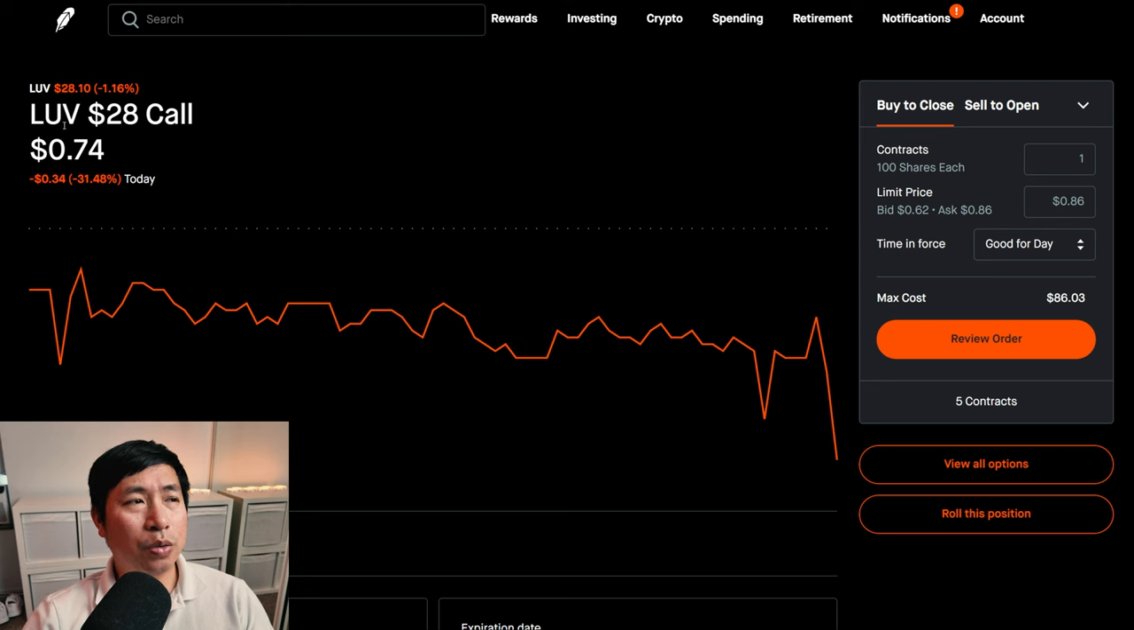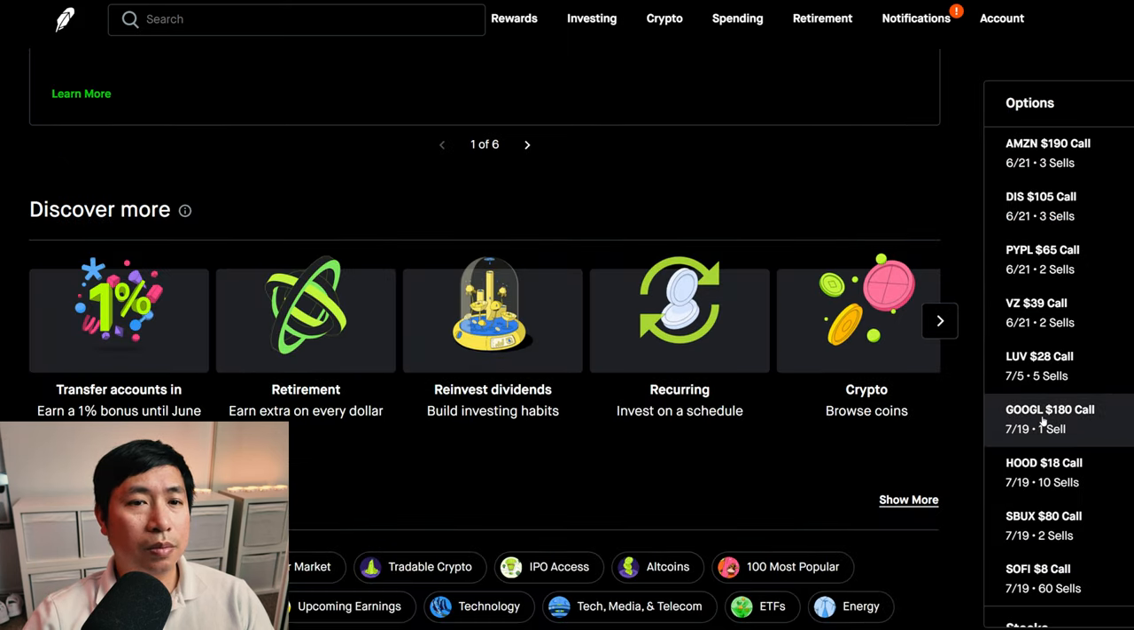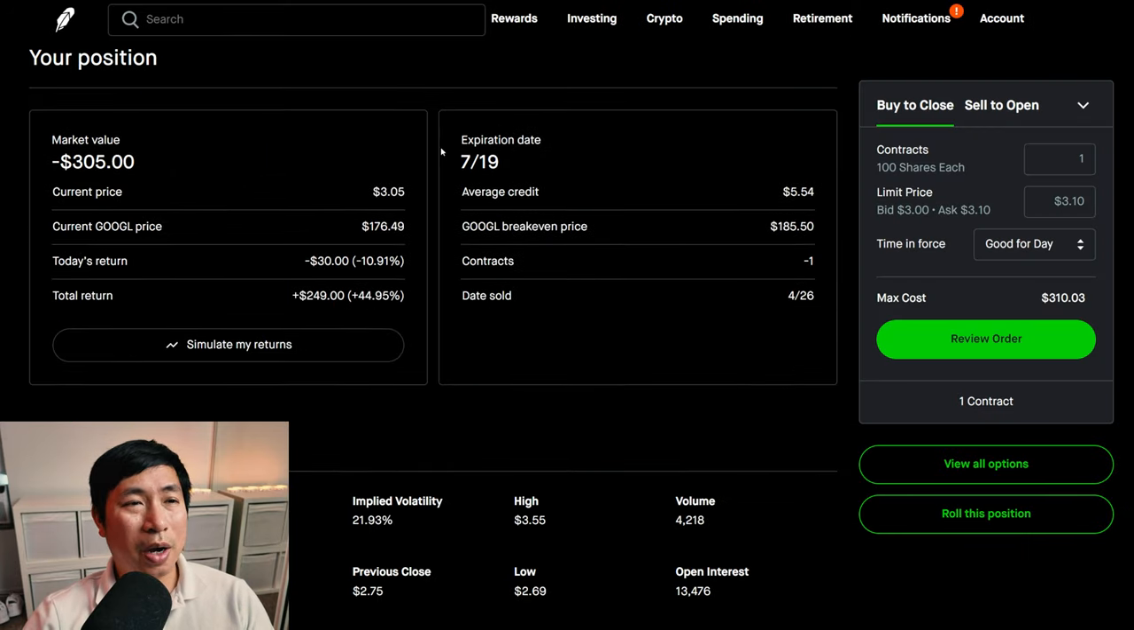I'm selling LUV $28 covered calls. These expire July 5th. My total return, I am down $245. I'm selling Google $180 covered calls. These expire July 19th. My total return, $249.